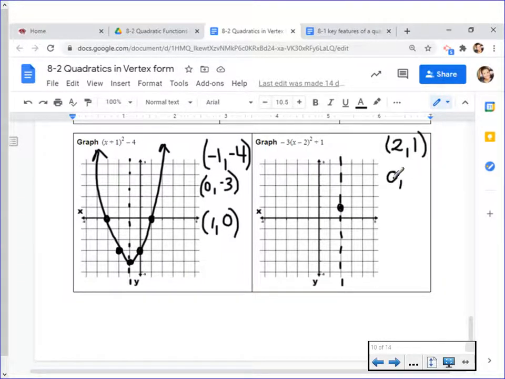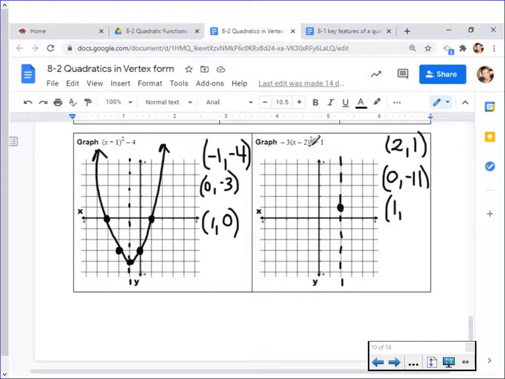So when my x is 0, 0 minus 2 is -2. -2 squared, what's that? 4. 4 times -3. And -12 plus 1 is -11. Is that going to fit on our graph? No. Okay, sometimes that happens. So then I'm going to try 1 and see what happens.